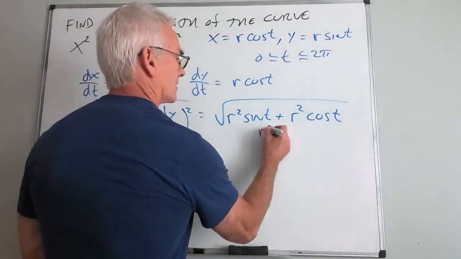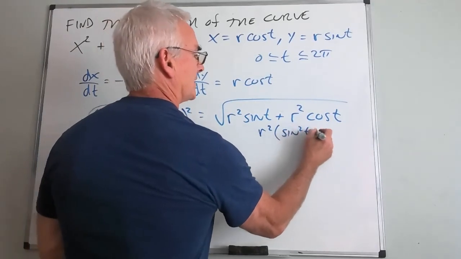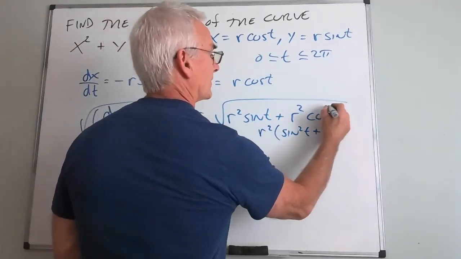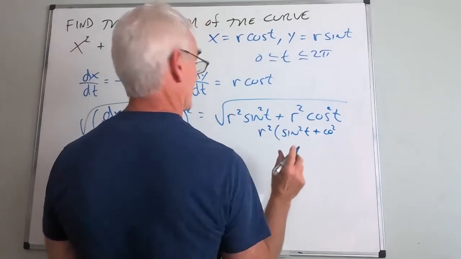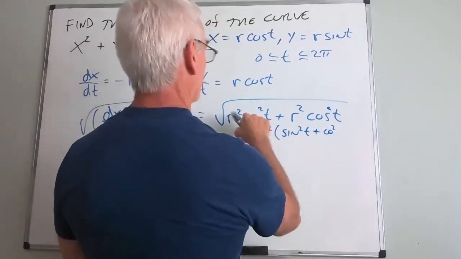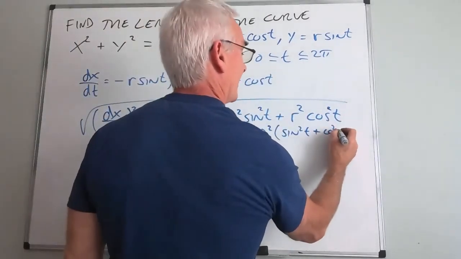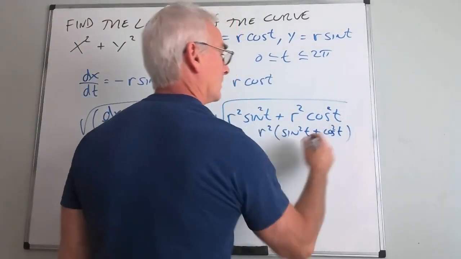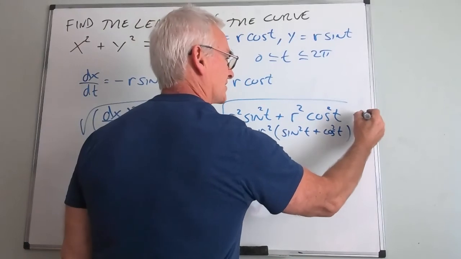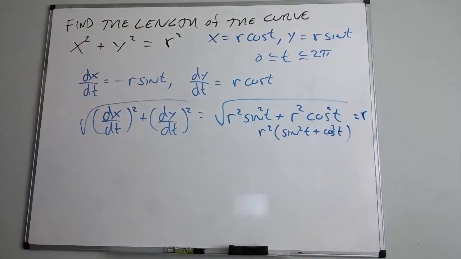You could factor out the r squared. Okay, and then what will that leave me with ultimately? Sorry, those are squared. Right, it's squaring those guys. Cos t squared. So after all is said and done, isn't that just r? Because it's under the square root.